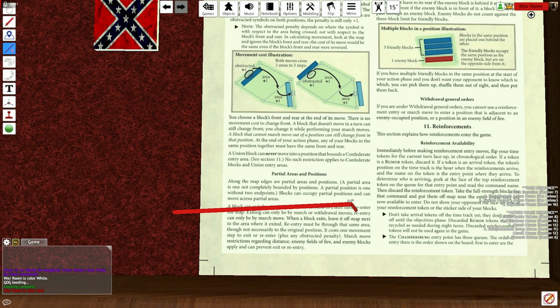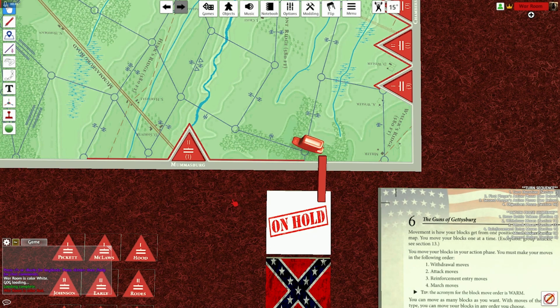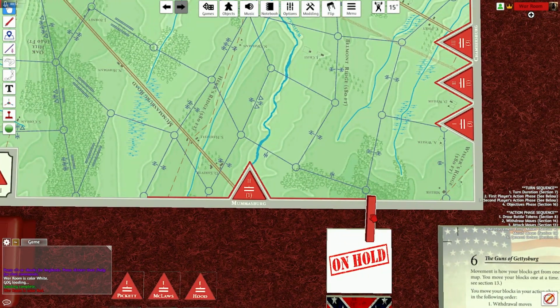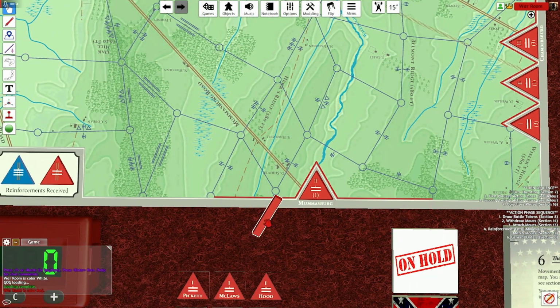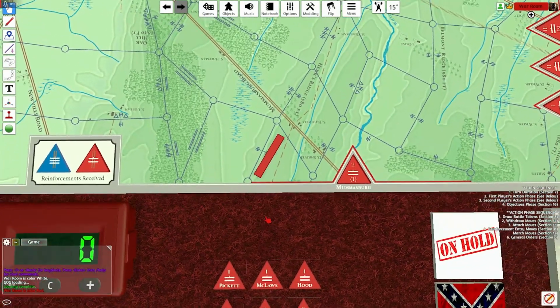Blocks can occupy partial positions and can move across partial areas. So this is a partial area. If you take a look, it has an endpoint, but it doesn't have a second endpoint. But you can see the line is touching right here. And since that line is there, this is still a legal move. You can march like this. I can go 1, right to this guy, and 2. And there's absolutely nothing wrong with that. That's a partial area movement.